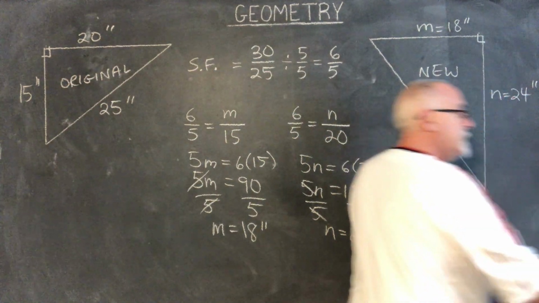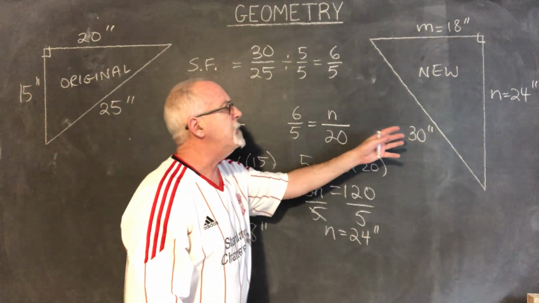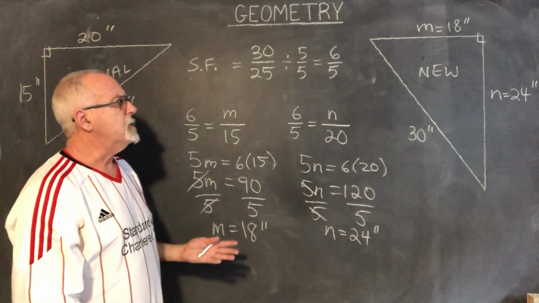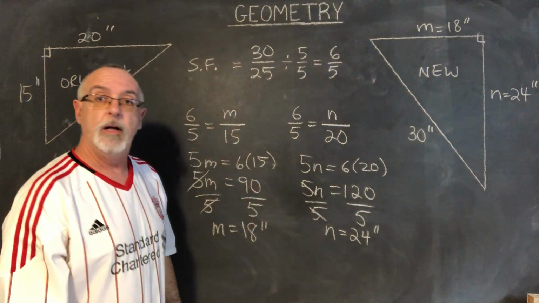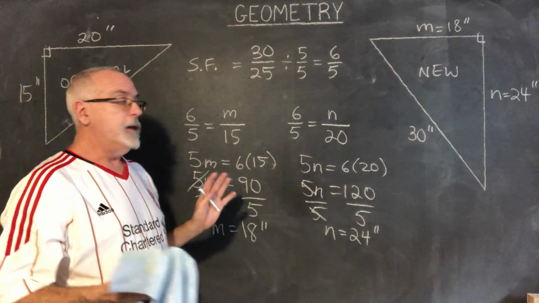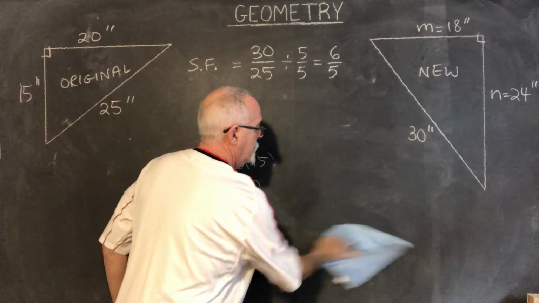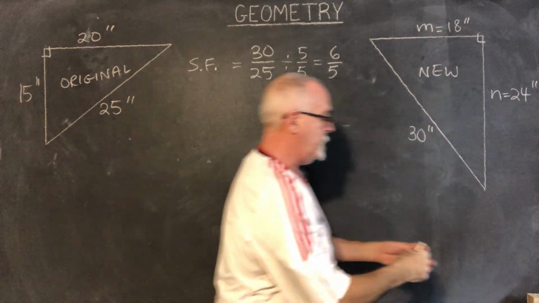So the question doesn't have to ask you to figure out things that are part of the new triangle. The question can be structured so that it tells you things about the new triangle and you figure out things about the original. That works as well. A lot of things work with similarity. I'm going to erase both of these. Of course, we now know the answers. They're both written over here.